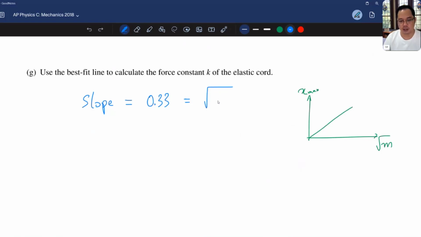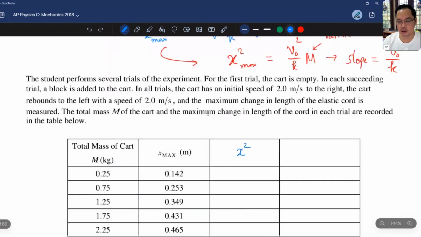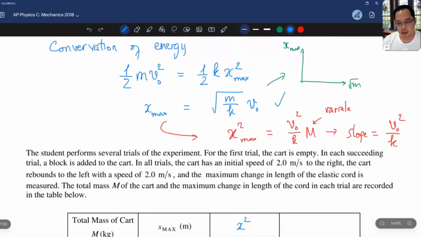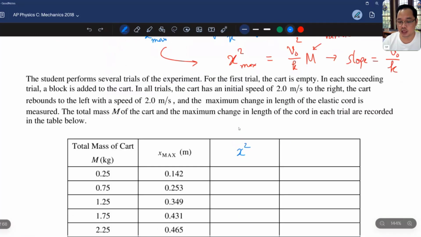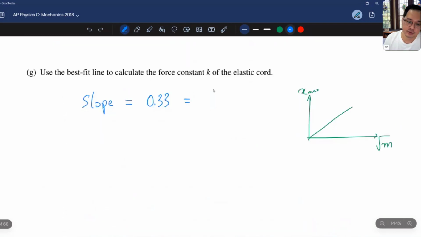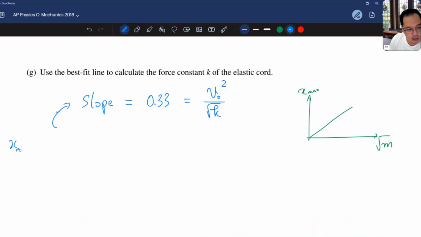So look at the formula again. The square root of m is the variable, so the slope is V0 over the square root of K. Yes, because the formula is x max equals the square root of m over k, times V0, where V0 here is a constant and m is a variable.